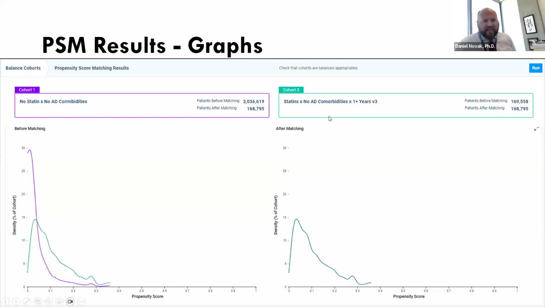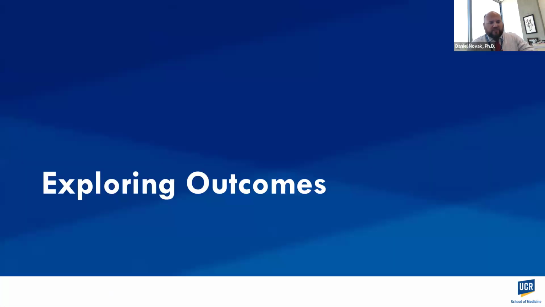After matching, taking that subpool of 168,000 people out of the larger pool of 3 million non-statin exposed people, and comparing that to the statin exposed people, taking a smaller slice of the 169,000 people in there and comparing those groups, the 168,795 not statistically significantly different people from group 1 compared to the 168,000 not statistically significantly different people from group 2. Comparing those allows us to see that there's a much stronger overlap between the two now, and that the degree of randomization is a lot higher.